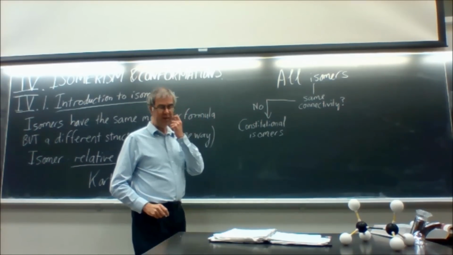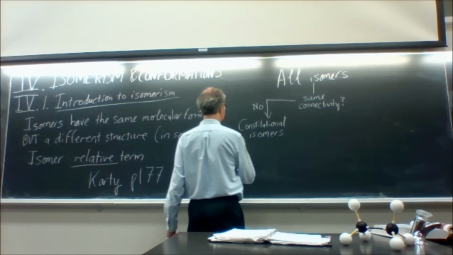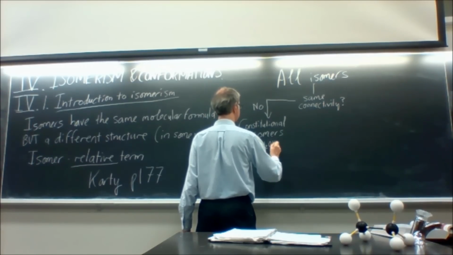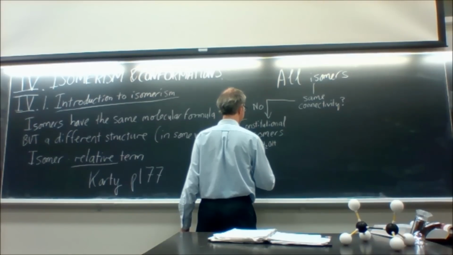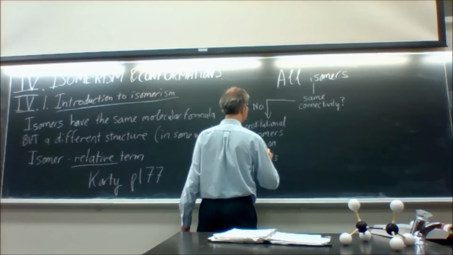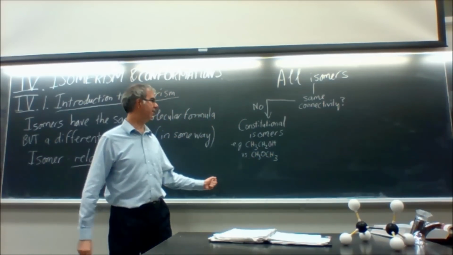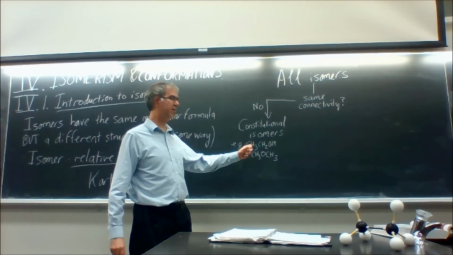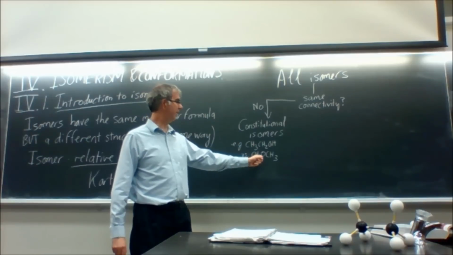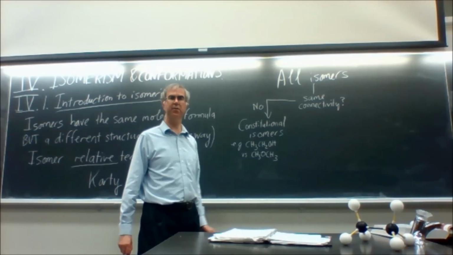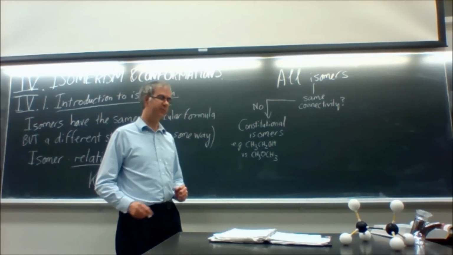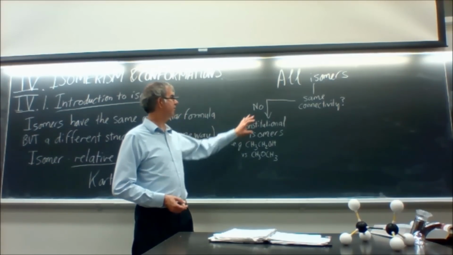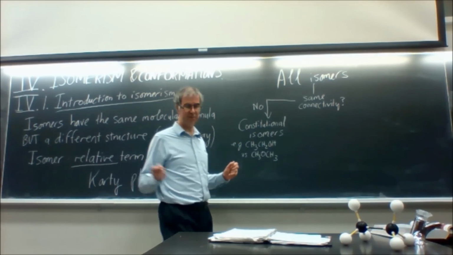An example of that might be something like ethanol. So these compounds both have the formula C2H6O. But in this case, the oxygen's in the middle. In this case, the oxygen's on the end of the chain. These have very different properties, both chemically and physically. So constitutional isomers represent the biggest difference.